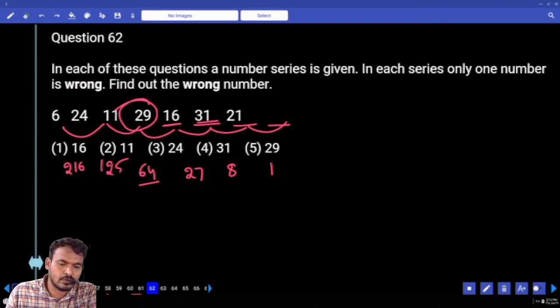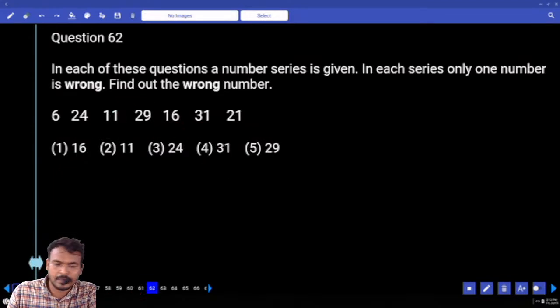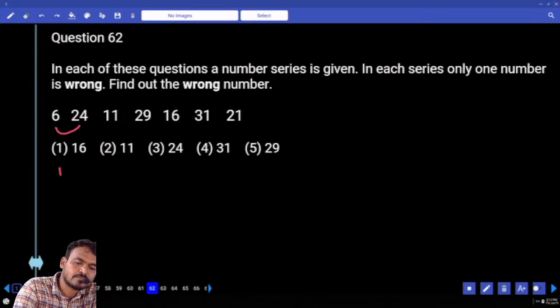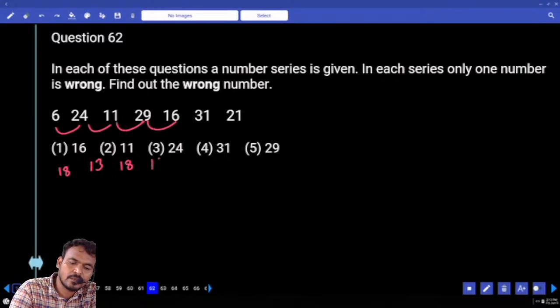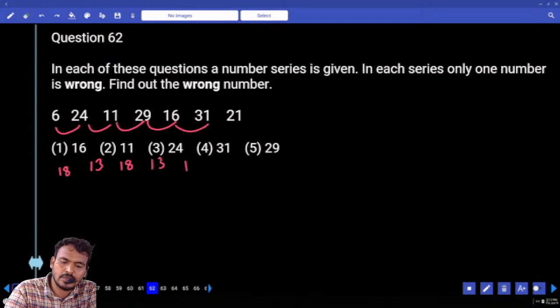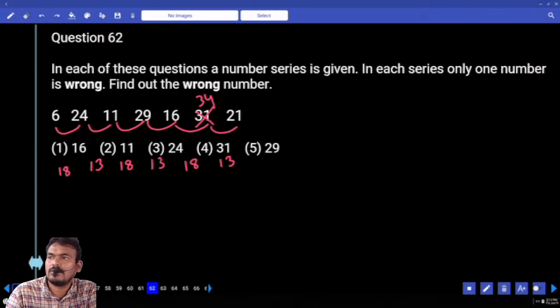Next 6, 4, 6, 24, 11, 29. What is the first one difference? 18. Second one 13. Next one 18. Next one 13. Alternatively same difference, sir. And here also 18. 16 plus 18, 34. 34 minus 13, 21. What is the wrong number? 31.